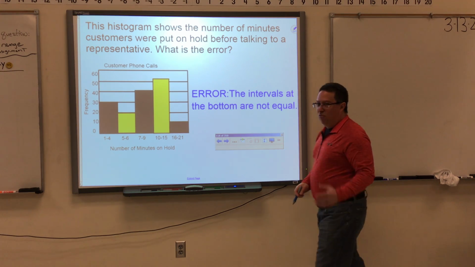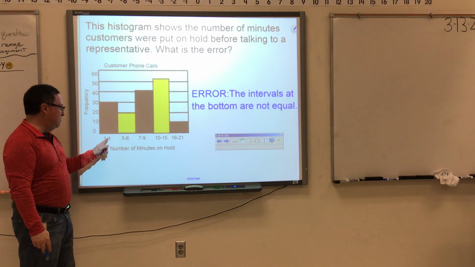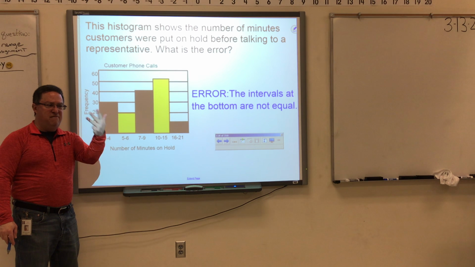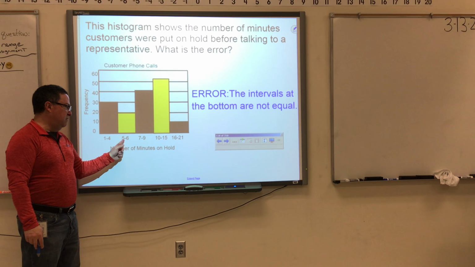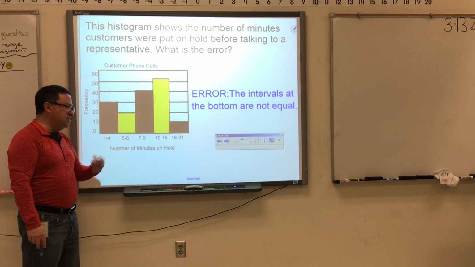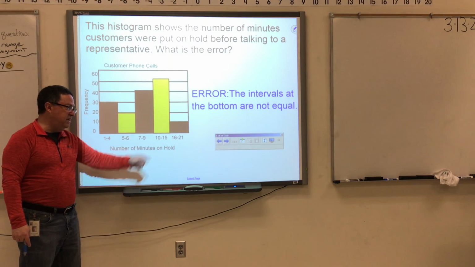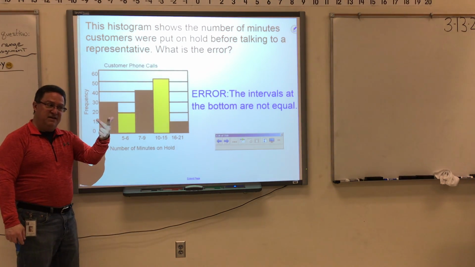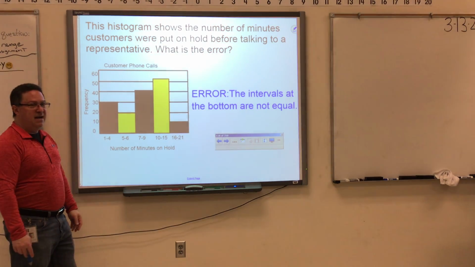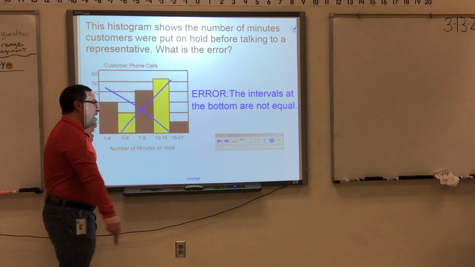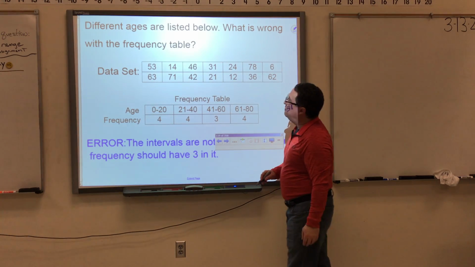Okay? So, remember when I told you each one of these has to be the same. So from 1 to 4 is 1, 2, 3, 4. That means there's 4 different numbers in this interval. 5 and 6 is only 2. 7 to 9 is 3: 7, 8, 9. 10 to 15 is 6 of them. 16 to 21 is 16, 17, 18, 19, 20, 21. So the intervals at the bottom are not equal, making that a really bad histogram. Okay? Hope that makes sense for you all.